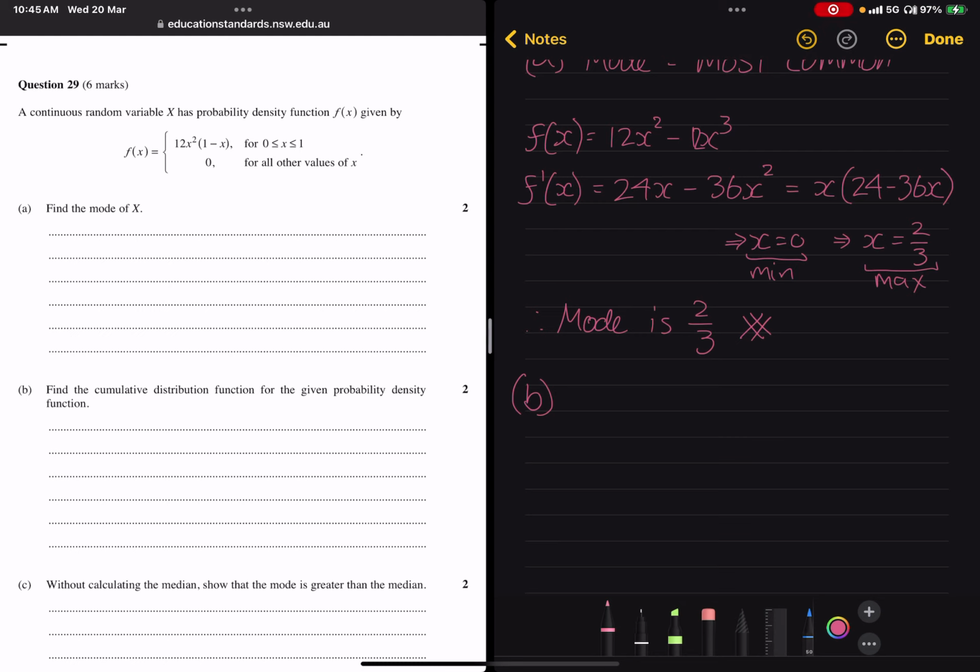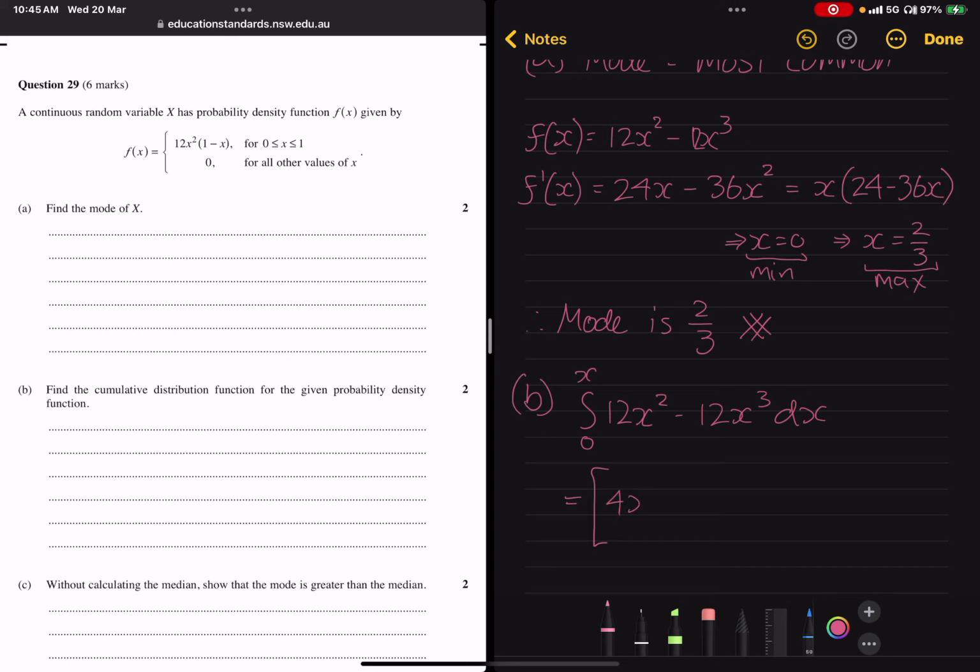Now, for part B, we're told to find the cumulative distribution function for the given probability density function. Well, the cumulative distribution function is the sum of all things up to that point. As it turns out, that is just the integral from 0 to t, where t is the parameter we're using. The question uses x here, so we will say the integral from 0 to x of this function is going to be the cumulative distribution function.